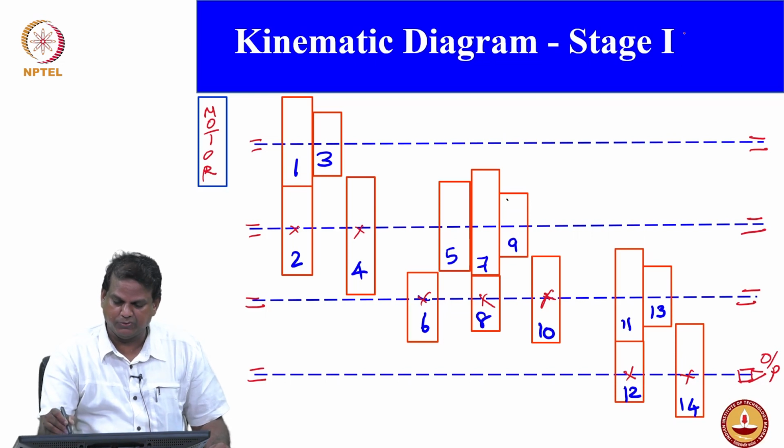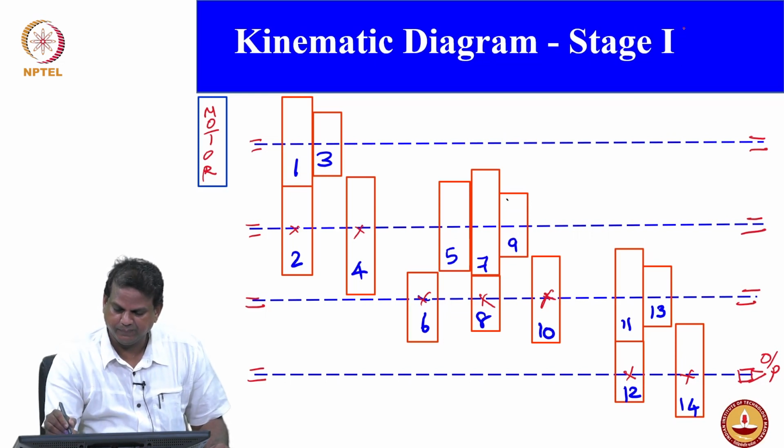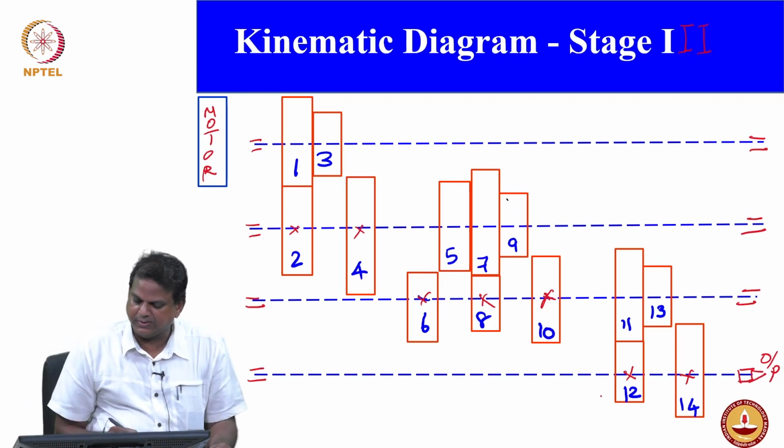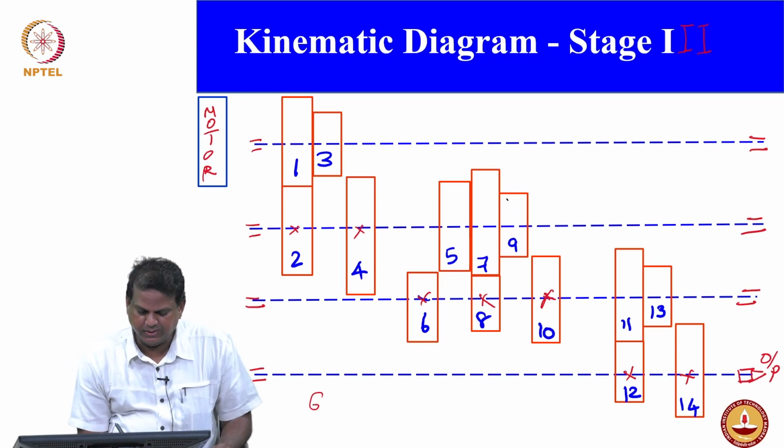This is supposed to be 3. Okay. Stage 3, if you look at the gears are meshing, G11 meshes with G12, then G13 meshes with G14.